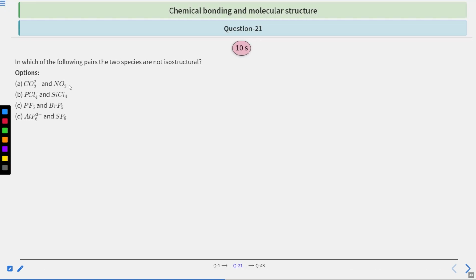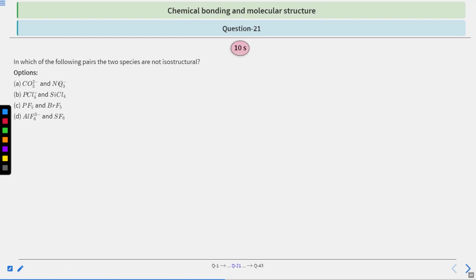Let's move on to the next question. That is question number 21. In which of the following pairs the two species are not isostructural? Options are CO3 2 negative and NO3 negative, PCl4 positive and SiCl4, PF5 and BrF5, AlF6 3 negative and SF6. You have 10 seconds to solve this question. After that, we will see the answer.